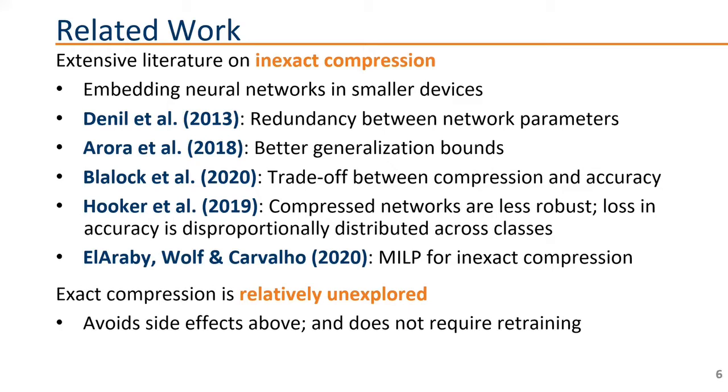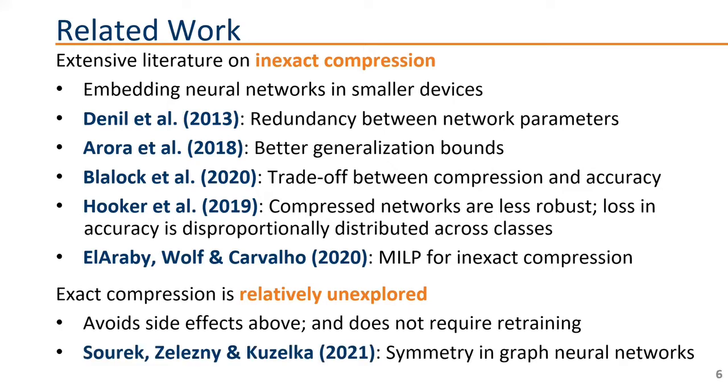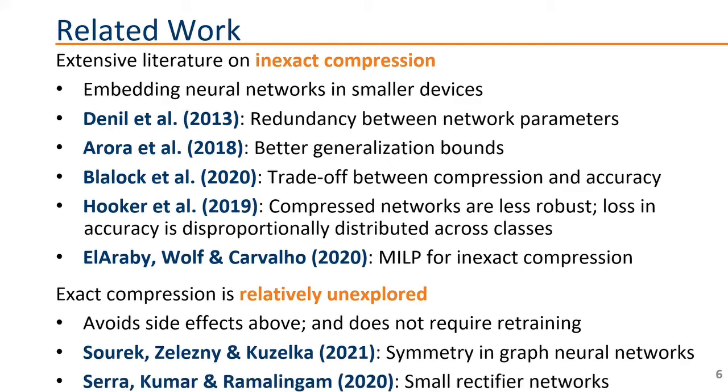neural network afterwards. So there's one paper which was accepted this year at ICLR about identifying symmetry in graph neural networks. And last year at the CPAIOR, we had a previous paper on compressing small rectifier networks. And we're done. That's what you need to know about the exact compression of neural networks at this point in time.